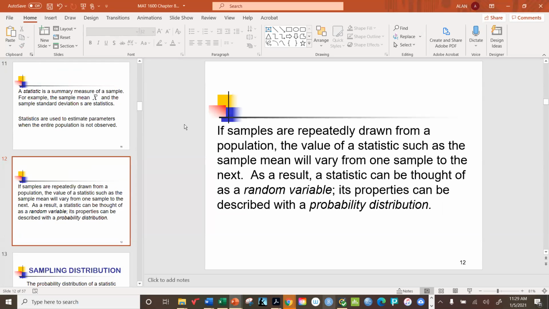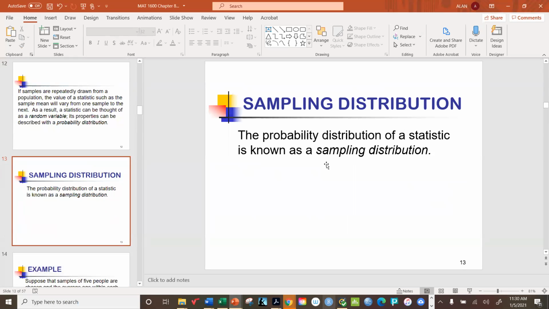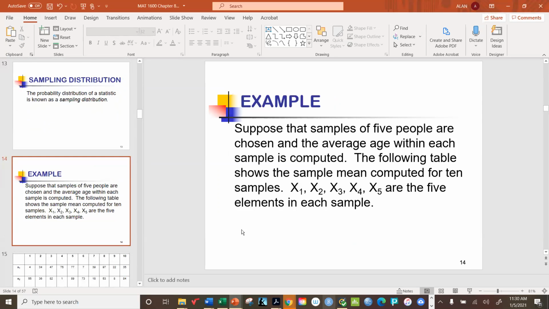and as I mentioned, if samples are repeatedly drawn from a population, the value of a statistic such as X bar will vary from one sample to the next. As a result, that X bar statistic can be thought of as a random variable, and its properties can be described with a probability distribution. But it's a specific type of distribution, which is known as a sampling distribution. And it's called that because it's generated from samples rather than a population. Okay, so it should be clear that this distribution comes from samples, not directly from the population itself.